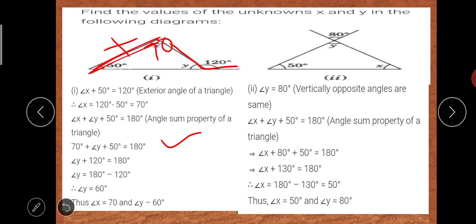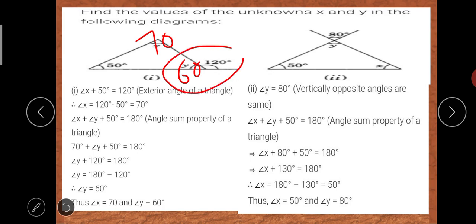Now wait. The value of y is 60 here, and the value of x we got here is 70. Now just check whether our answer is right or wrong. The interior angle sum is equal to 180. That means 60 plus 50 plus 70 equals 180. So it is a triangle. Now the exterior and interior angle sum is also 180. So when we add 60 plus 120, again it is 180. So our answer here is correct.